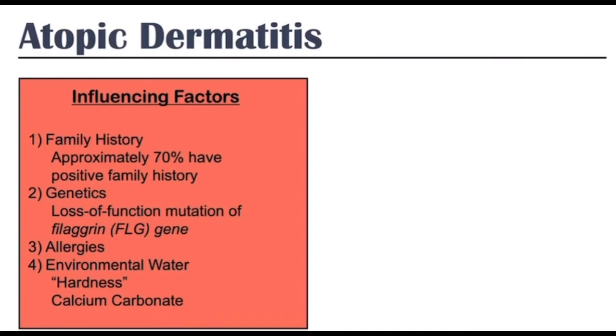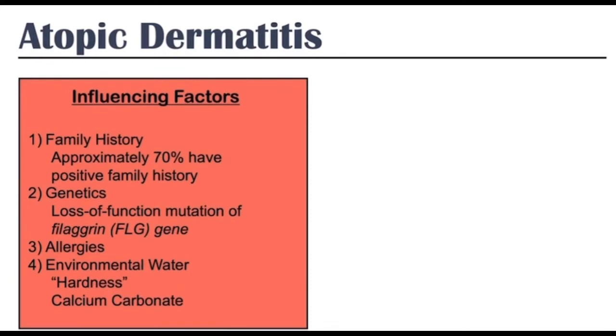Also having allergies. Again, we talked about the atopic triad. We also talked about associated allergies. If you do have allergies, because of the associations, you're more likely to have atopic dermatitis as well, or develop it. The fourth one is quite interesting, and this one is actually environmental water sources.